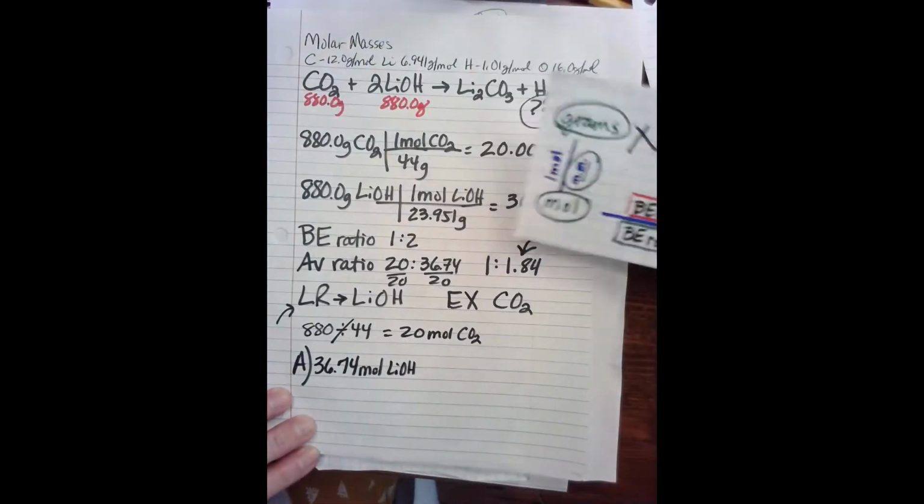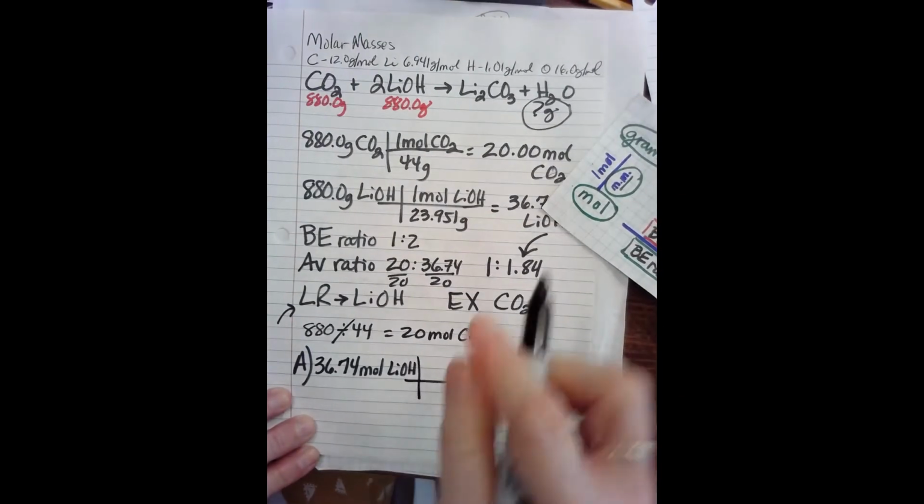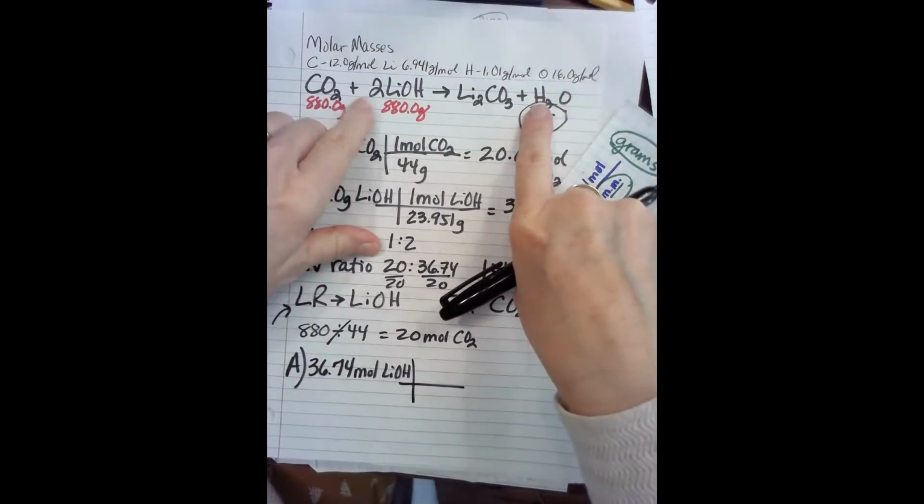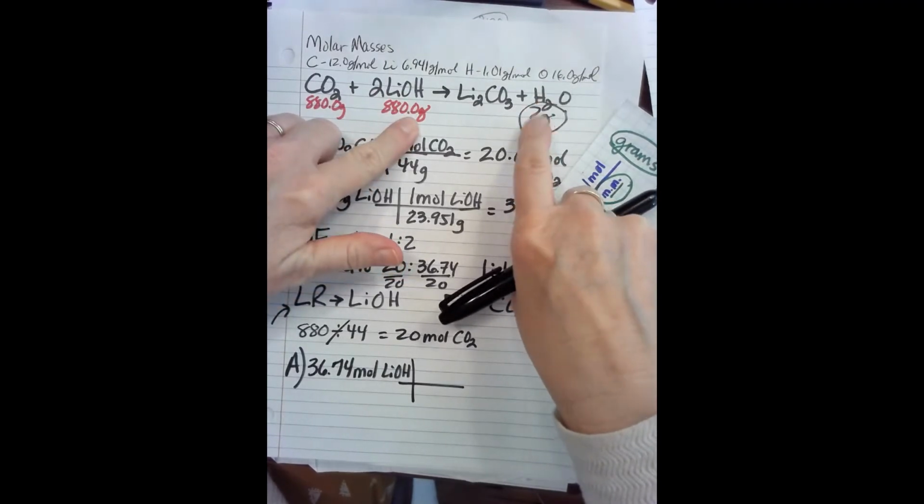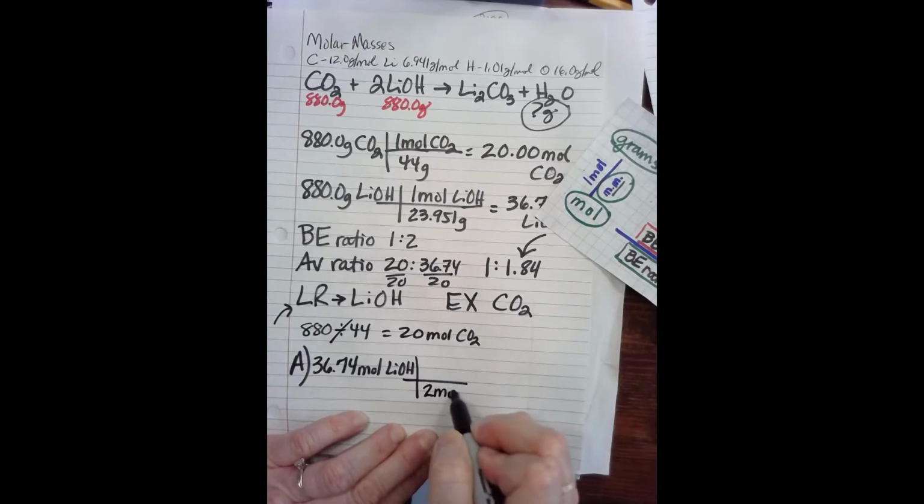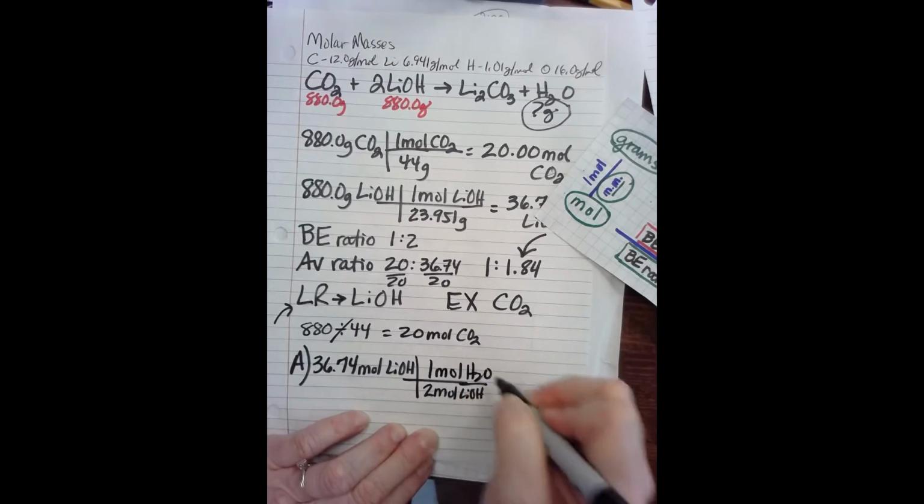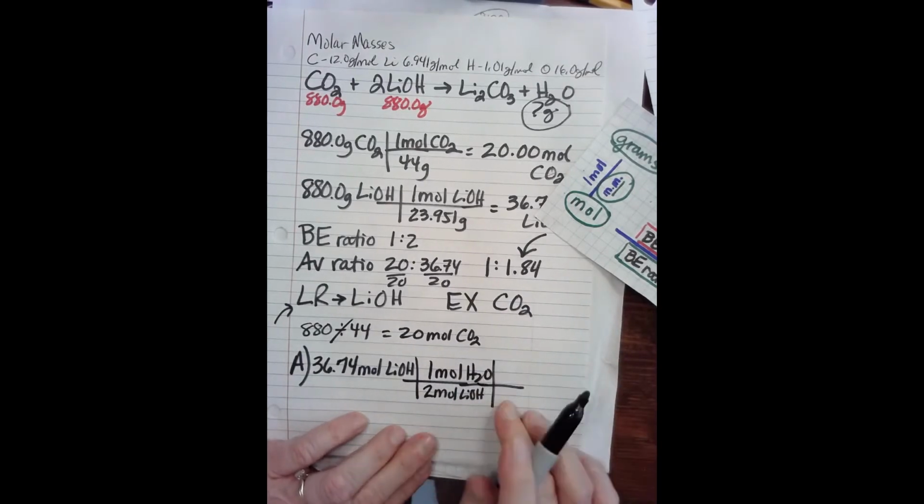Okay, I'm going to move this out of the way for just a second. And then we need our balanced equation ratio, right? So now we're comparing these two things. This is my limiting reactant. This is what I want to know about. The balanced equation says 2 moles of lithium hydroxide will give me 1 mole of H2O. But I don't want this answer in moles.